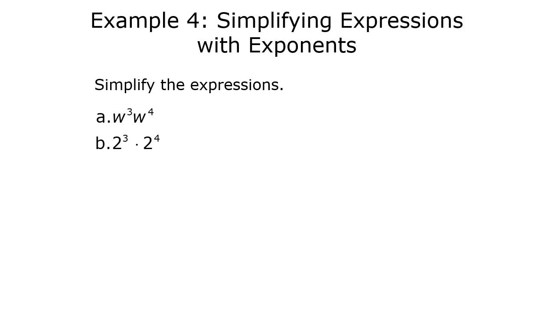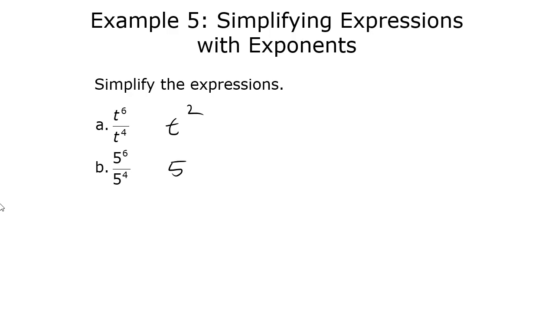All right, so here's a simple example, right? 3 of them, 4 of them. It's going to just give me 7 of them. Doesn't matter if it's a number or a letter. Same rules apply, right? 6 over 4. It's just going to be 2 of them. And again, it doesn't matter if it's numbers or letters. The same rules apply, which reminds us of another thing.